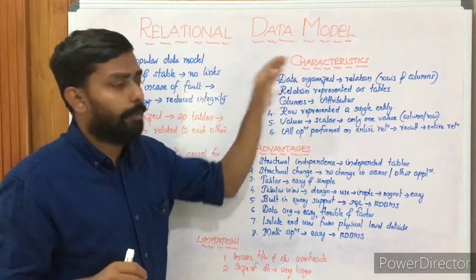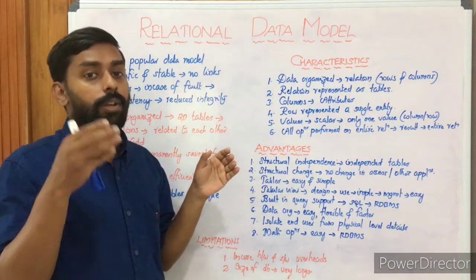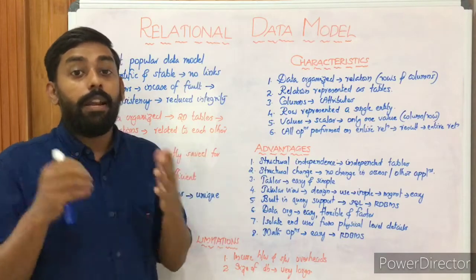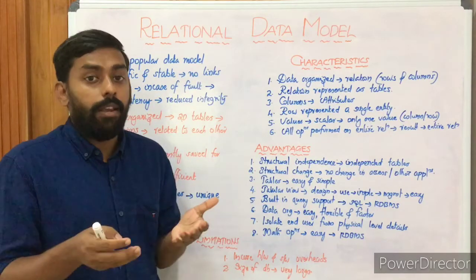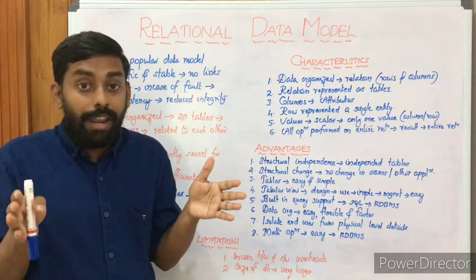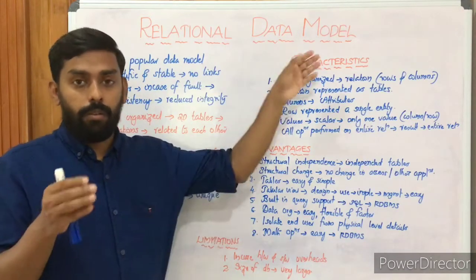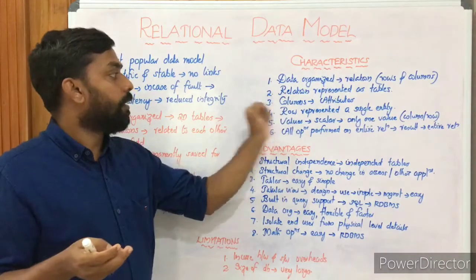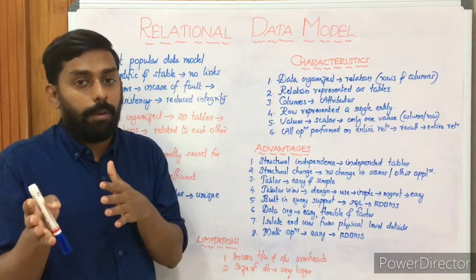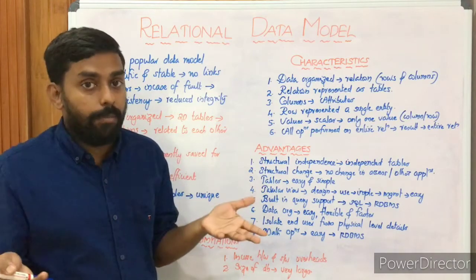Then let's look at some of the characteristics of the relational data model. The first one: data is organized using relations. That's why it's called relational, and it's tabular. A table consists of rows and columns. Second, relations are represented as tables, we know that. Relation means a table. Relations are represented using tables.